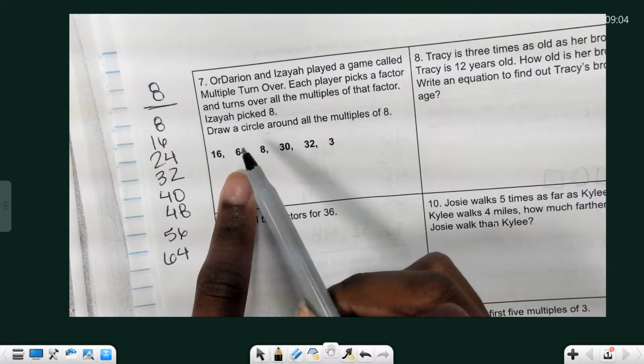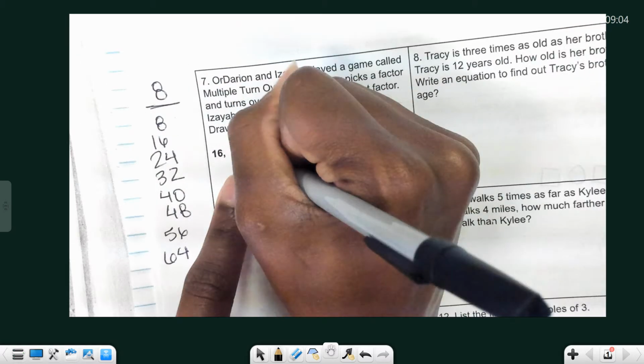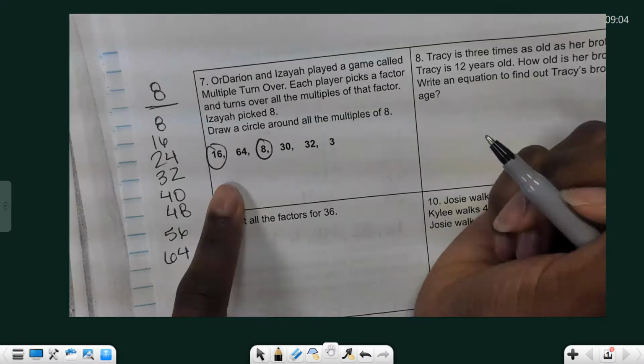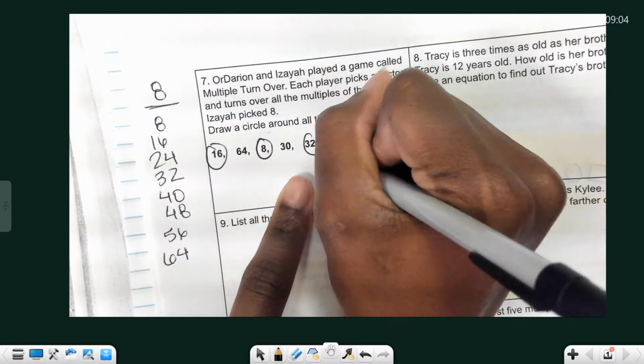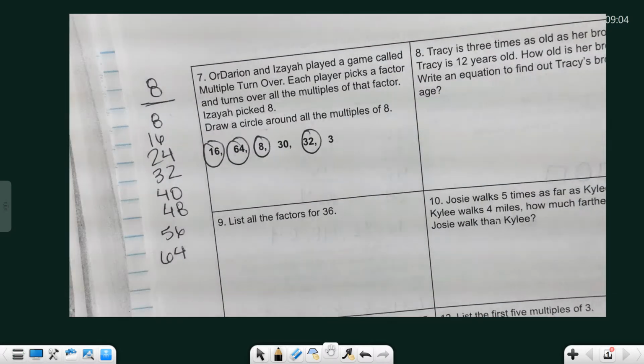So let's go through this list to circle all the multiples of 8. We have 8. We have 16. We have 32. And we have 64. That's it.